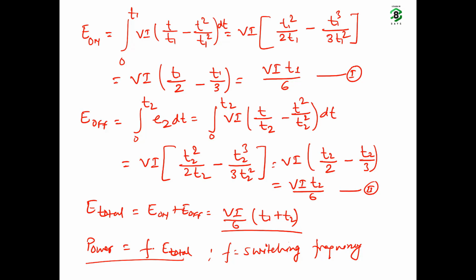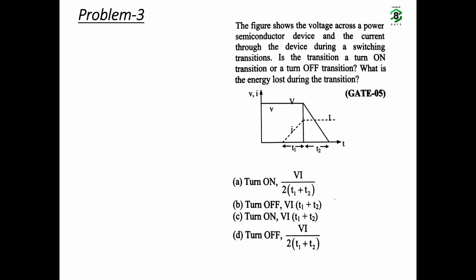Now let us see some numericals. This question has been asked in GATE 2005. What is the question here? The figure shows the voltage across the power semiconductor device and the current through the device during the switching transition.